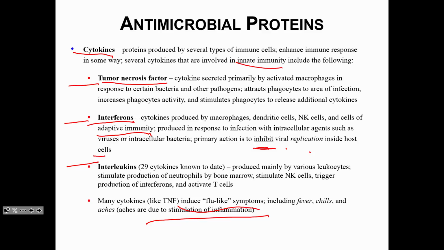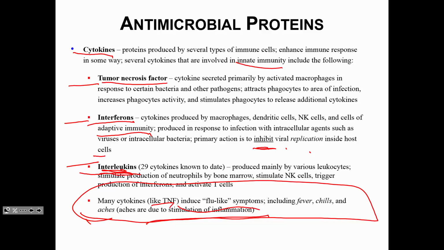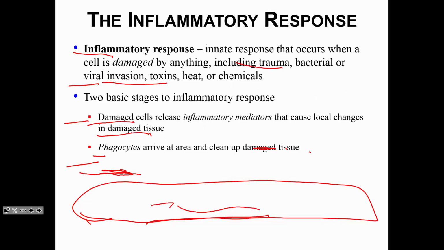All right, and then the next one is called interleukins. There are 29 different types of these, and these are mainly produced by leukocytes. They stimulate neutrophil production in the bone marrow. They stimulate natural killer cells. They trigger interferons to be made, and they activate T cells. So these are basically activators. It's kind of what I think of interleukins. They don't really do any response themselves, but they get everybody else geared up and ready to go and fight whatever has come in the body. And again, remember that a lot of these cytokines, especially TNF, are going to make you feel really, really sick in the beginning of the onset.